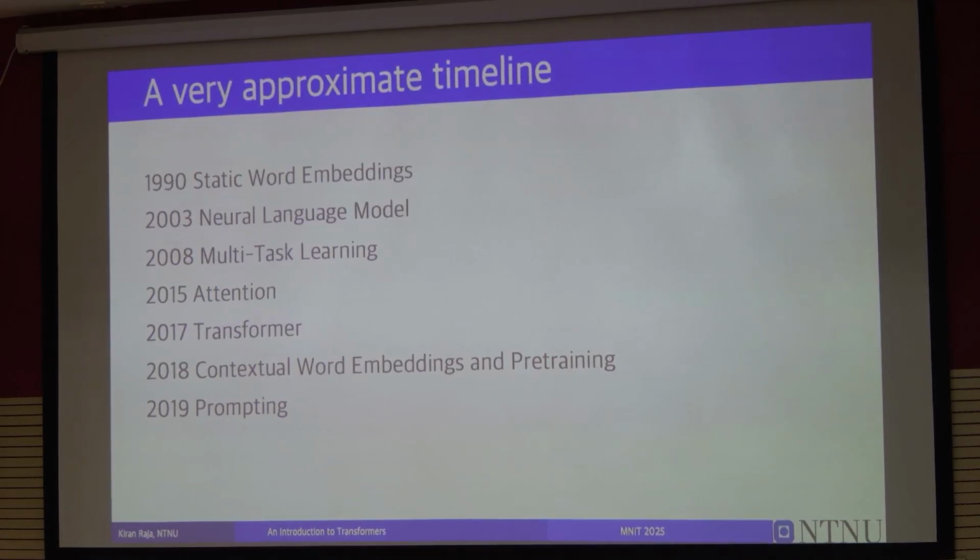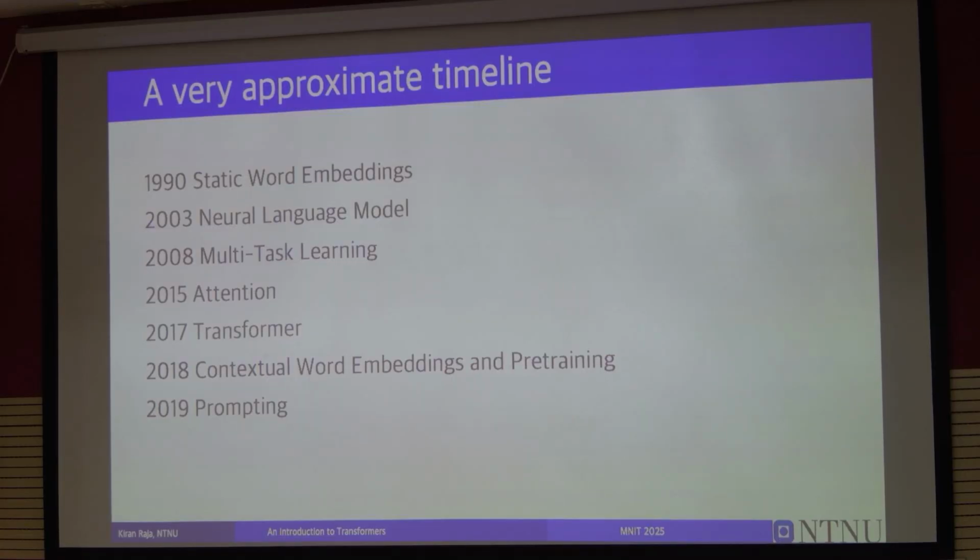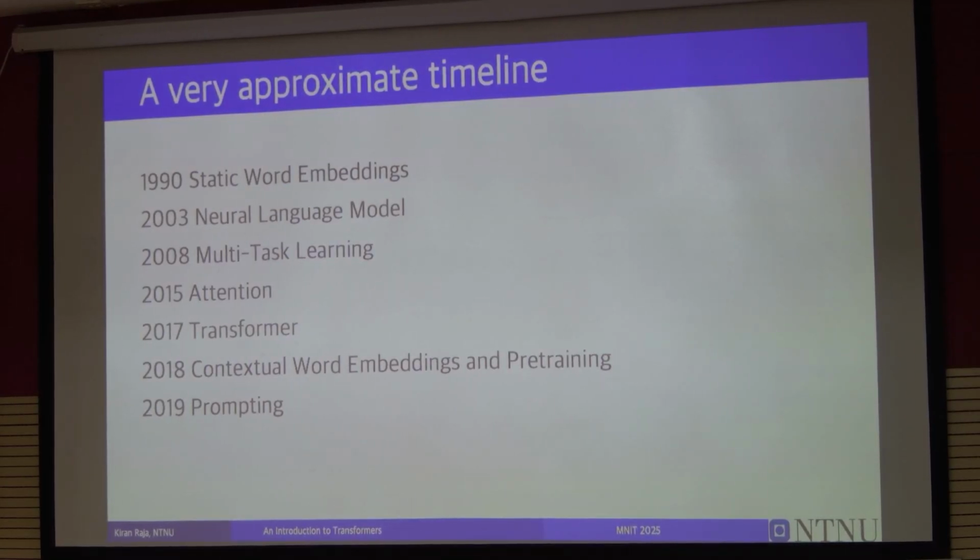This is again a slide I took from another lecture, and I was trying to look at what exactly happened so that we came to transformers right now. We started with word embedding somewhere around the 1990s, and then there were a lot of developments in neural language models, and a number of models came out for multitask learning, which is one network doing multiple things, right? And then in 2015 attention was introduced, and making use of attention, transformers were introduced in 2017.